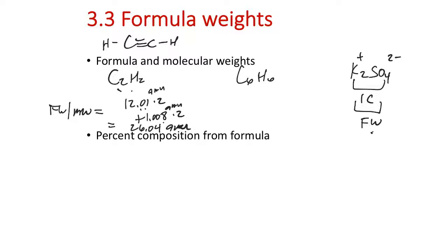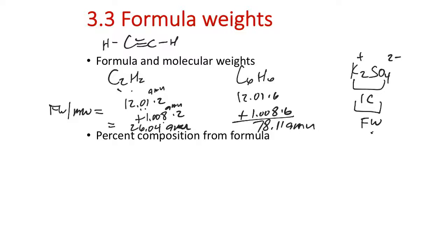So then for C6H6, it would just be 12.01 times 6, plus 1.008 times 6. We could have done CH together and then times 6 on the whole thing. So you could get this arithmetic done a few different ways. But I'll do 12.01 times 6 plus 1.008 times 6, 78.11.